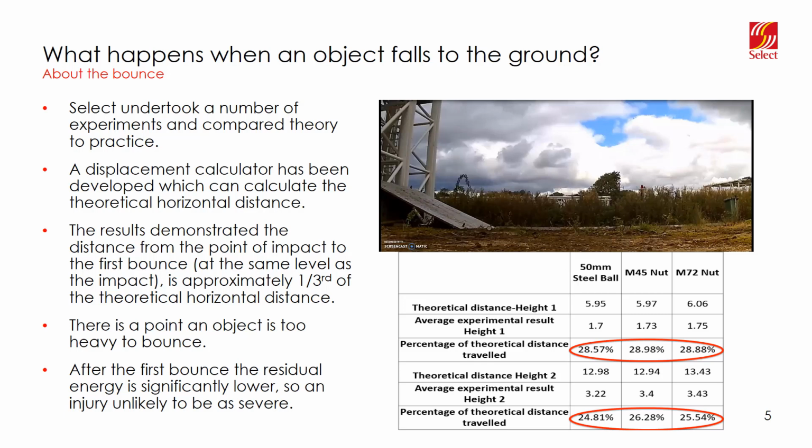There is a point after which an object is too heavy to bounce. After the first bounce, much of the energy is lost. So whilst an object may injure someone on impact, it is likely to be low down and with a lower severity than a full impact from full height.